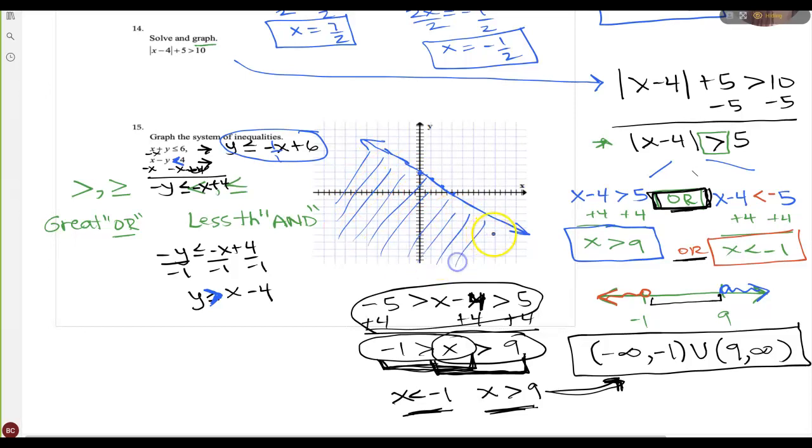Now, if you choose to do a test point like they explain to do, like pick 0, 0 and see which side is shaded, that's fine. But if you can see in your mind, this is saying x is less than or equal. And if it's less than, that means it's below the line. Where if it's greater than, then that means it's above the line.